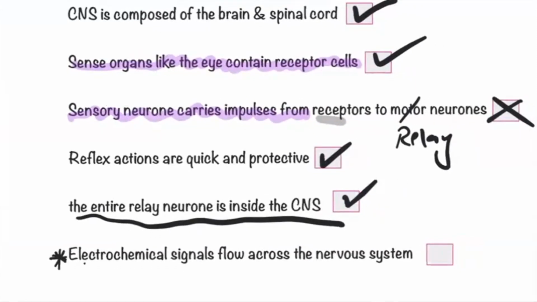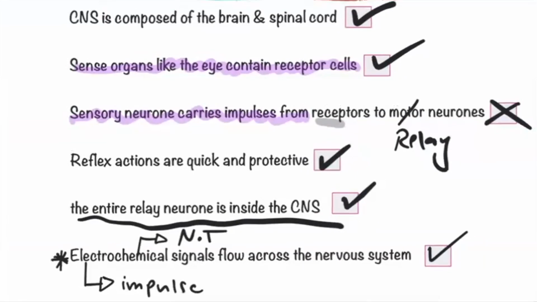Now, electro stands for what? Electro stands for the impulse, right? Electro is the actual electrical impulse. What about the chemical part? The chemical stands for what? Chemical stands for the neurotransmitter, right? So that's true, right? Therefore, it is true. Is there any question about these?